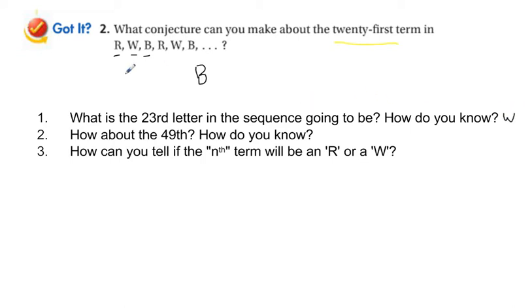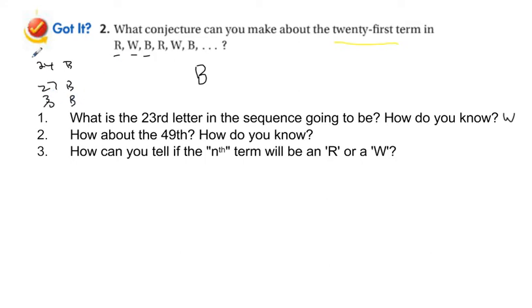So I can say that my answer is W, but how else can I have done this? In other words, let's take a look at a mathematical approach to solving this question. The 21st is going to be B, the 22nd is going to be R, the 23rd is going to be W, and the 24th is going to be B again. So I know that the 24th is going to be B. The 25th is going to be R, the 26th is going to be W, the 27th is going to be B again. The 28th is going to be R, the 29th is going to be W, the 30th is going to be B again.